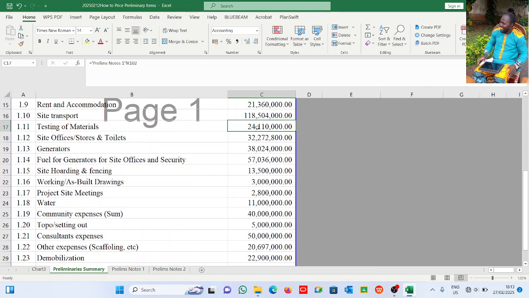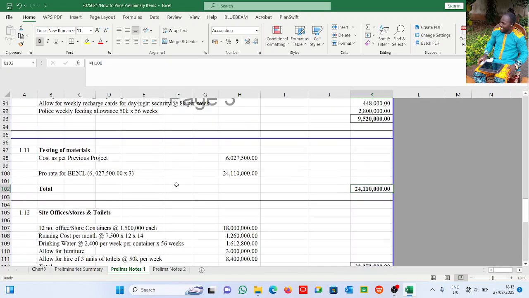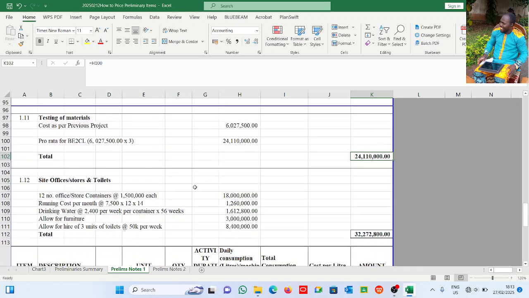Testing of material. Definitely, you're going to test materials. You're going to do concrete tests. At times you may do water tests, reinforcement tests, that is bending tests, whatever test it is. At times you may crush stones. At times you may do sand tests. There are so many tests to be done.